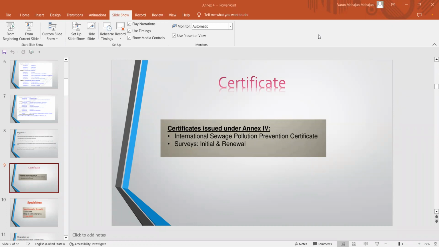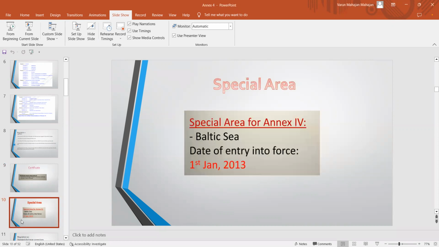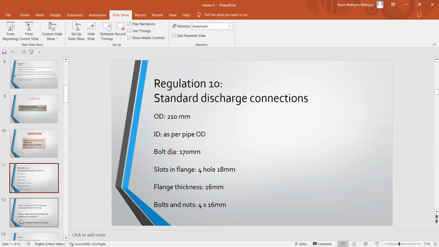Okay, then the next is special area. We have discussed it already, and it came into force on 1st January 2013. So these are the discharge connection standards. Sometimes the surveyor asks for the discharge connection standard. If you want to write it down, you can write it down, or you can take a screenshot.